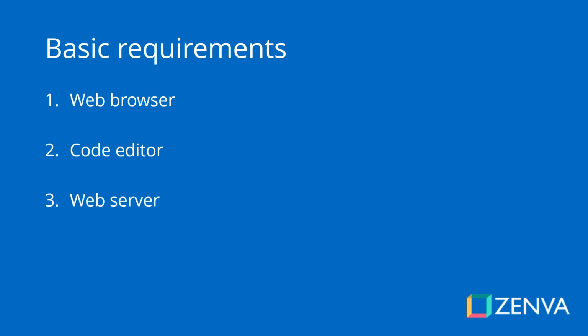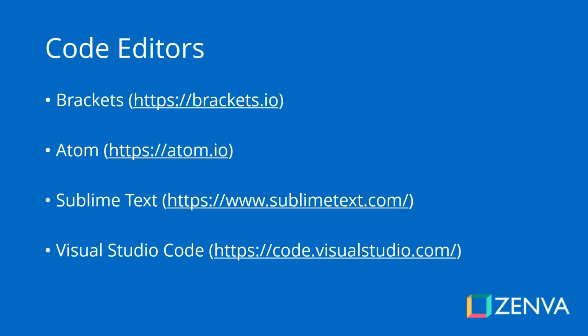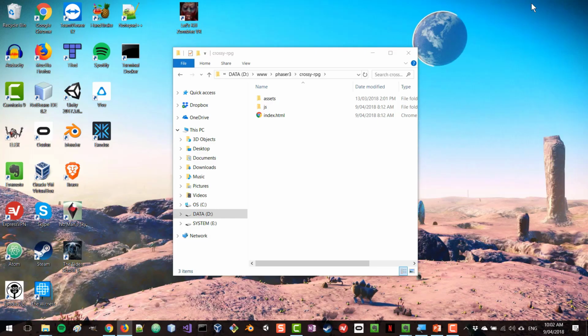In order for you to start making games with Phaser, you will need to have installed a web browser. I'll be using Google Chrome, a code editor, and a web server. You can use whichever code editor you are already familiar with. Well, let's start with the beginning here.